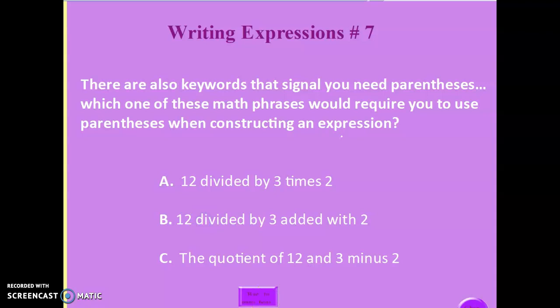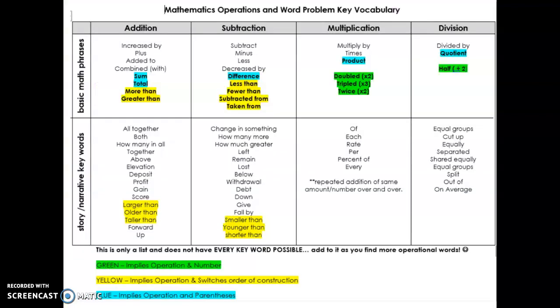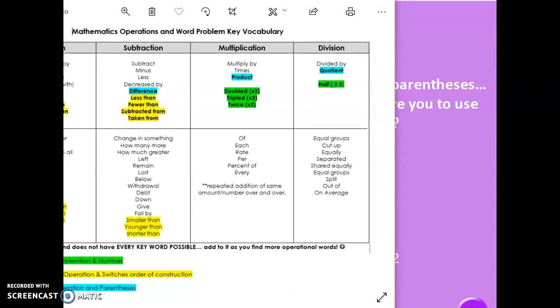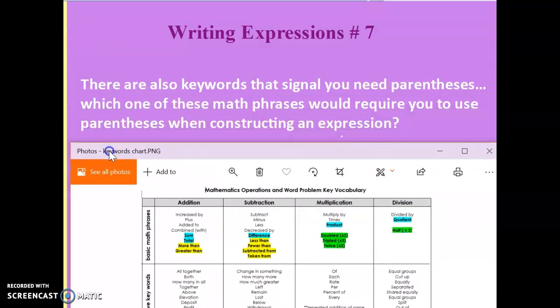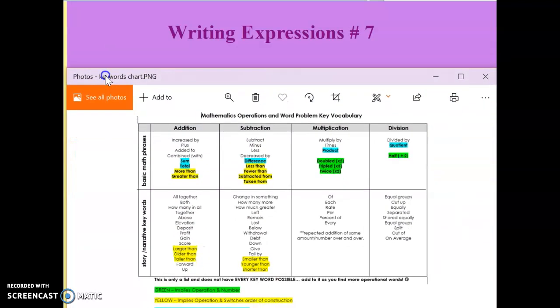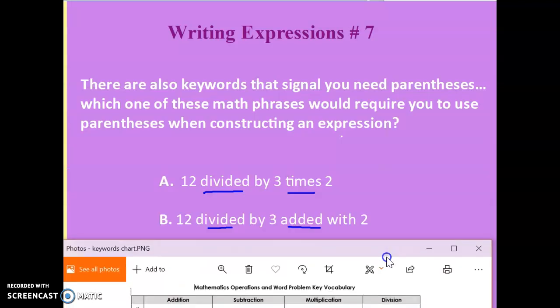All right. There are also keywords that signal parentheses. Which one of these would require you to use parentheses? So again, we're looking at our keywords: divided, times, divided, added, quotient, and minus. So our first one is divided and times. Divided is just a standard word, no highlighting. Times is also a standard word, so that would not be it.